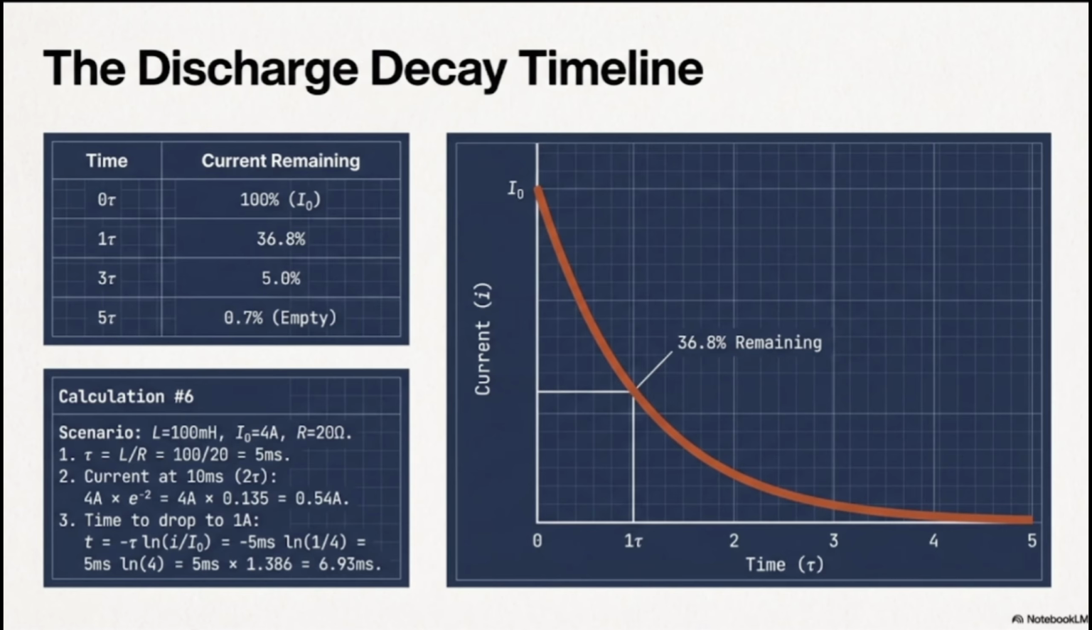At 0 tau, we have the full amount of current, as we just talked about, so nothing to worry about. But after 1 tau, it means how much does it take for my inductor to discharge around 63.2% of its full energy, right? So how much does it remain? 36.8%. After 5 tau, this one would be empty.